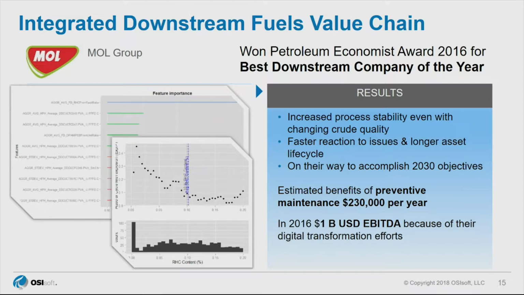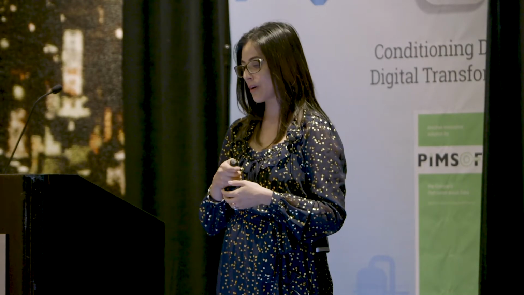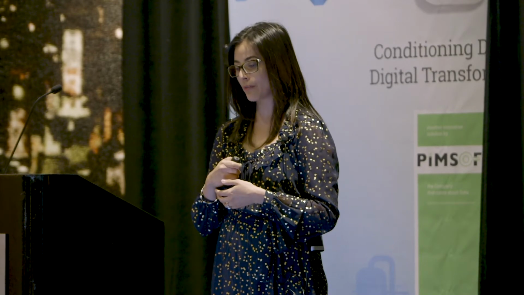But in 2016, actually, because of some initiatives like this and the digital transformation journey, they released a press release with a $1 billion EBITDA within the past decade, which is a lot. And for this accomplishment, they actually won the Petroleum Economist Award for the best downstream company of the year. So they want to keep working towards another $1 billion in 2030. So I'm really excited that we're actually part of that journey.